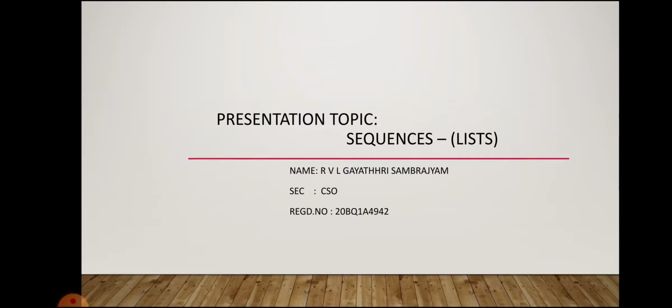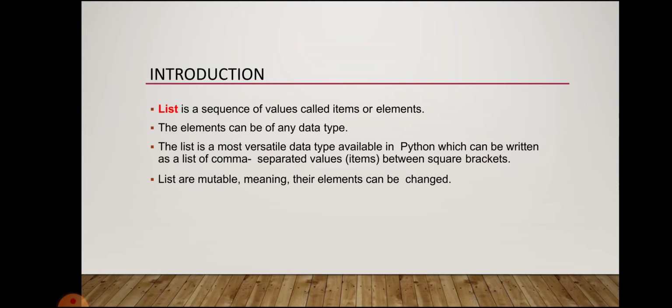Now I'm going to speak a few minutes about lists. What is a list? A list is a sequence of values called items or elements. These items or elements can be of any data type, maybe int, float, char, any type. The list is the most versatile data type available in Python, which can be written as a list of comma separated values between the square brackets.